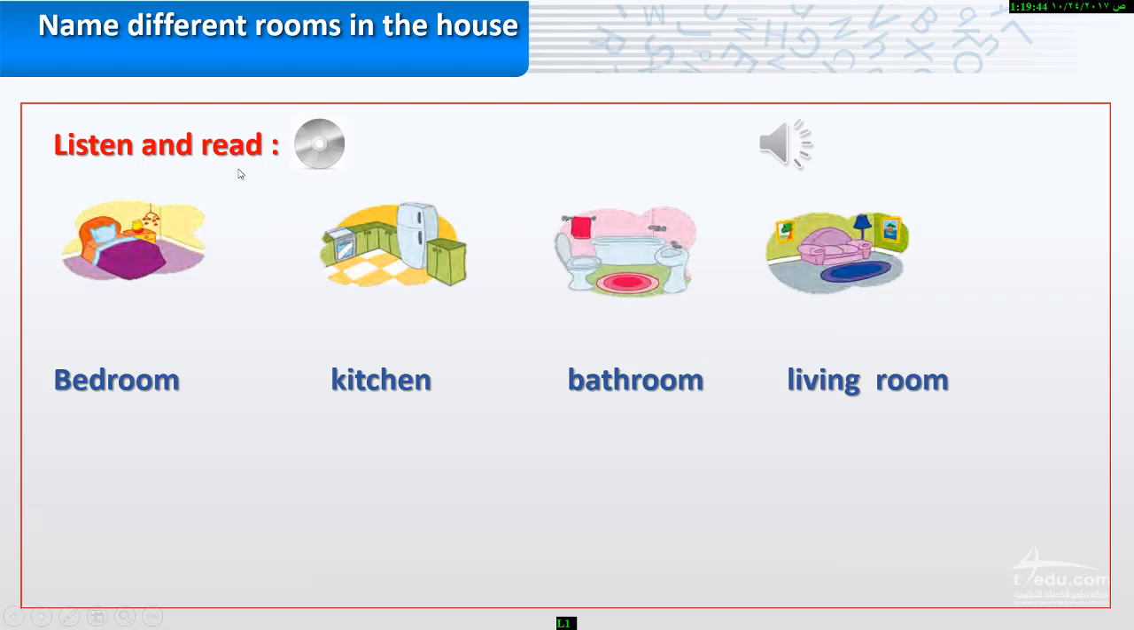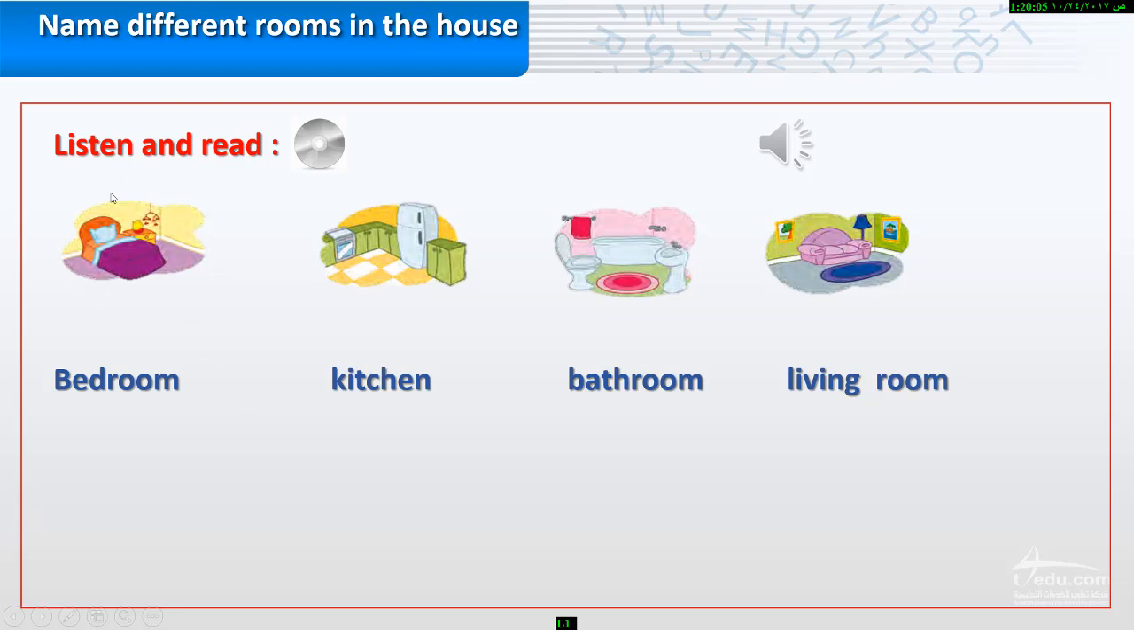Listen and read. Bedroom. Kitchen. Bathroom. Living room. Okay. Now let's go back here.